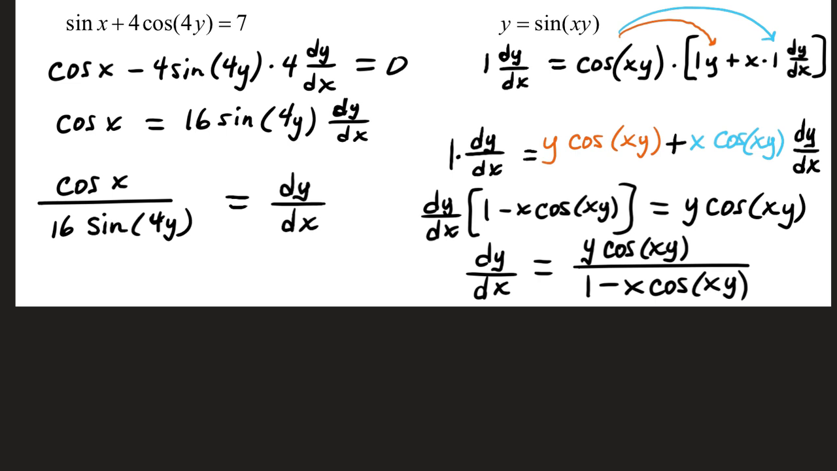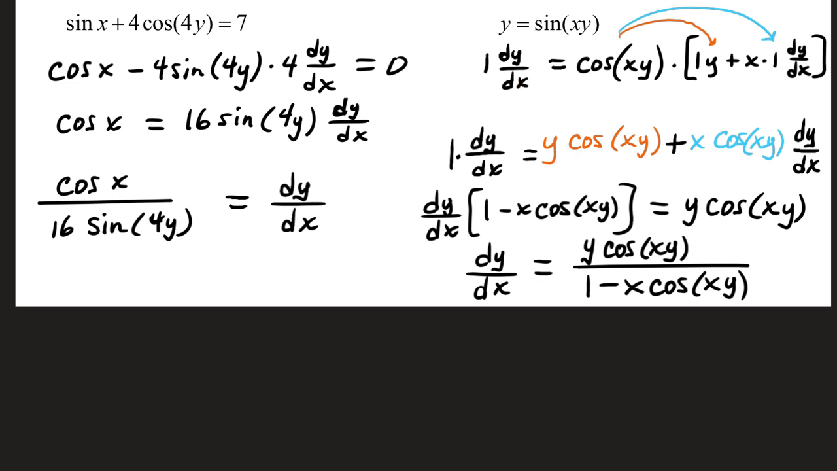And finally, y equals sine of x times y. In class, I mentioned that if this y in the angle wasn't there, it's one that we're used to seeing. It's y equals sine x. Your derivative is y prime equals cosine x. But because of that y in the angle, we're going to have to be careful. This is still going to be y prime. It's 1 y prime. That's written as dy dx.